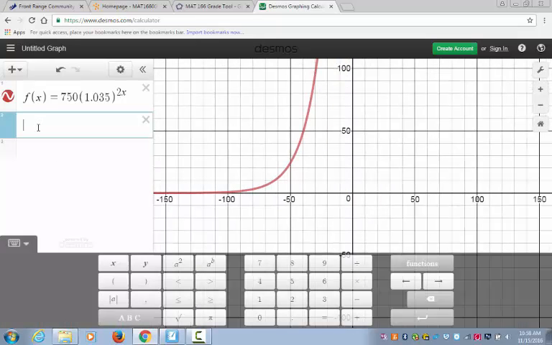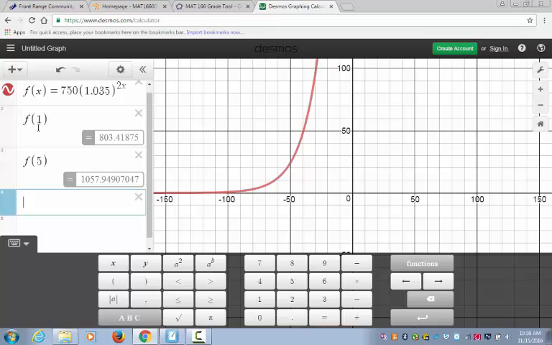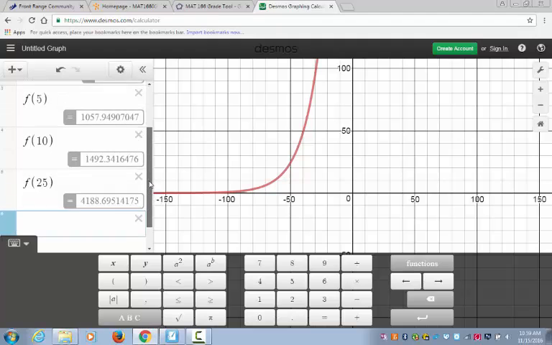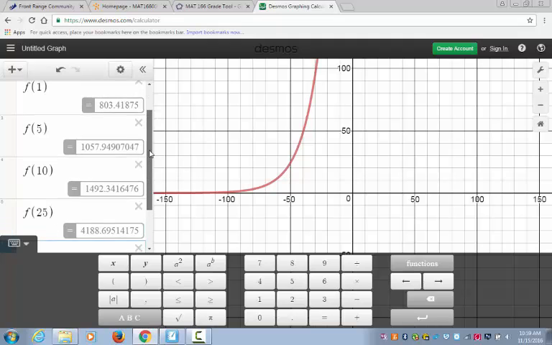So there's our graph. And so then it said find some things. So in Desmos, if I wanted to find f of 1, there it is, 803.42. If I wanted to find f of 5, it's right there. So one nice thing in Desmos is if you use functional notation, you can find your y values really fast. It's the whole point of functional notation. It's convenient. And was the big one f of 25? So f of 25, so 25 years later, you're going to have $4188.70. So is there any question on that?